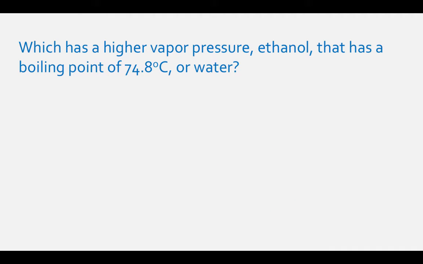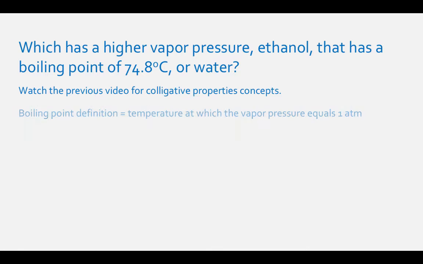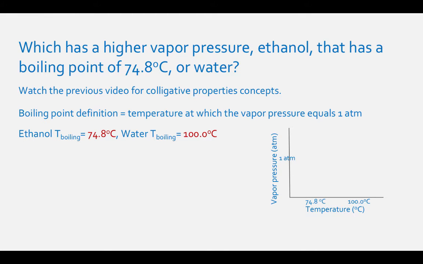Which has a higher vapor pressure, ethanol, which has a boiling point of 74.8 degrees Celsius, or water? This is a question we pondered in the previous colligative properties concepts video. The definition of boiling point is the temperature at which vapor pressure equals 1 atmosphere. Ethanol's boiling point is 74.8 degrees Celsius, and water's boiling point is 100.0 degrees Celsius. If we draw a graph of vapor pressure versus temperature, and we plot both ethanol's and water's boiling temperature versus 1 atmosphere, you will see that ethanol has a higher vapor pressure.